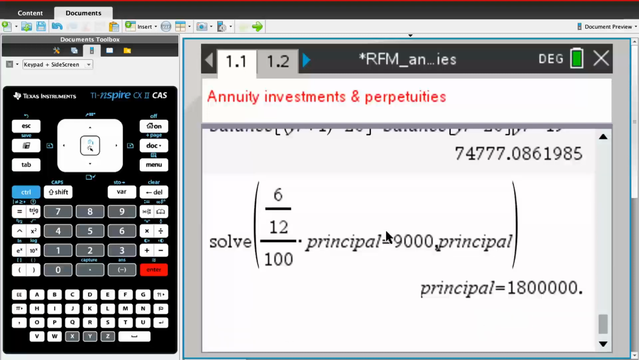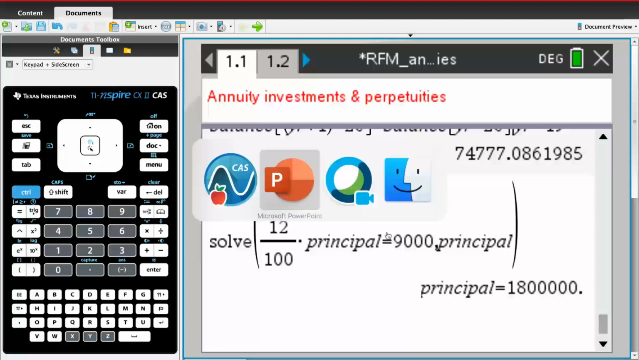Wow, so that means he would need to have put into his retirement fund not the 1.4 million that he put in, but 1.8 million. And I believe that's the end of problem number 3. Okay, so let's go to problem number 4.